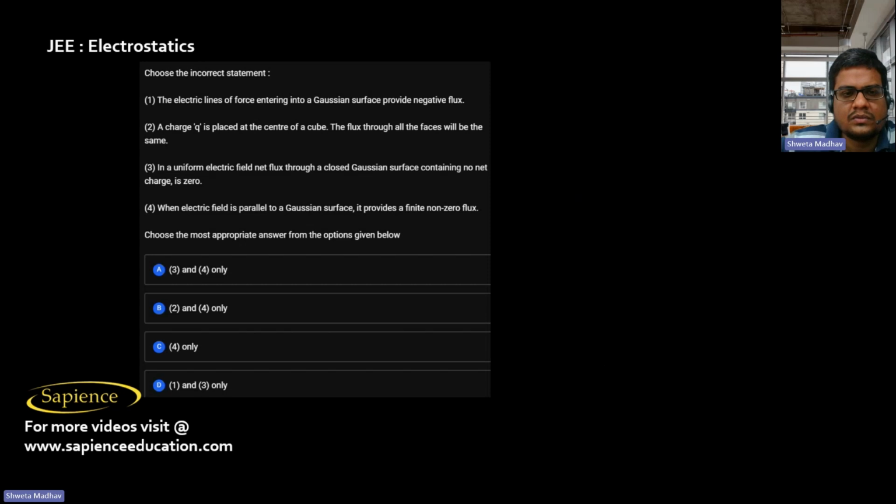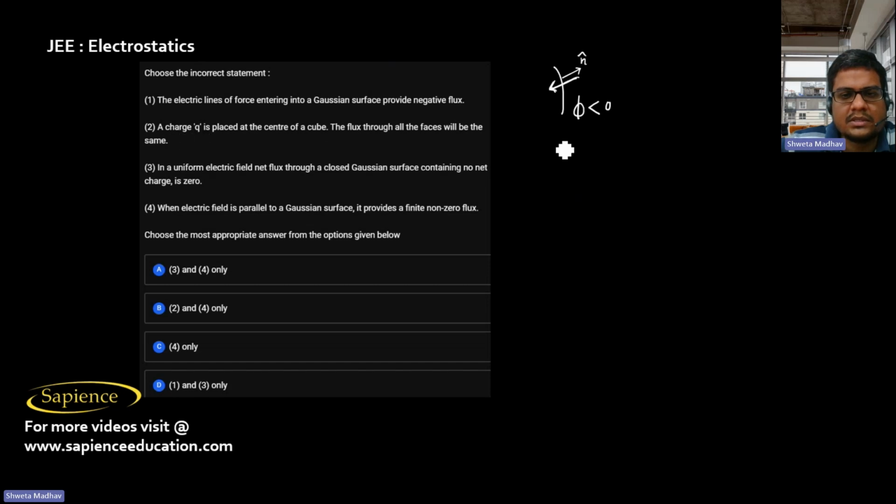And here it is told, choose the incorrect statement. The electric lines of force entering into a Gaussian surface provide negative flux. Yes, if it enters the Gaussian surface, then the n cap, the unit vector along the normal to the surface, will obviously be outwards, and the electric field is coming inwards. So obviously the flux will be negative. There will be a negative flux.